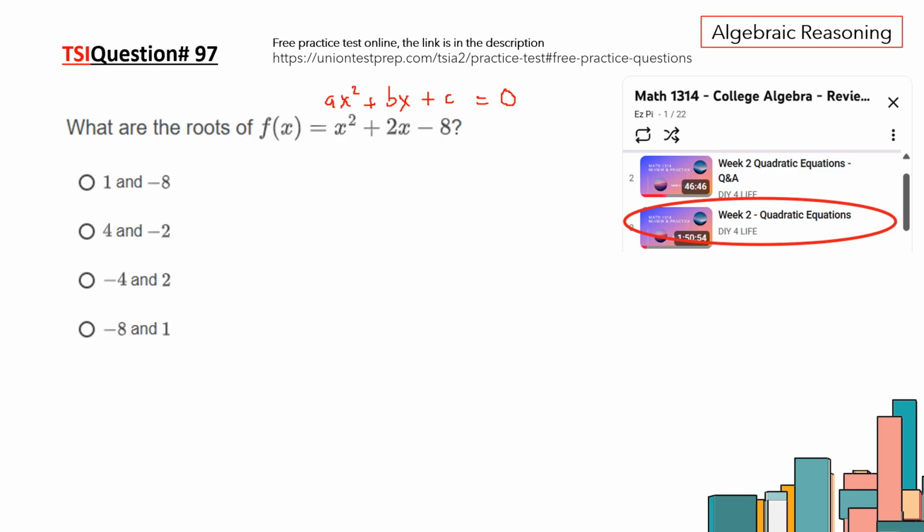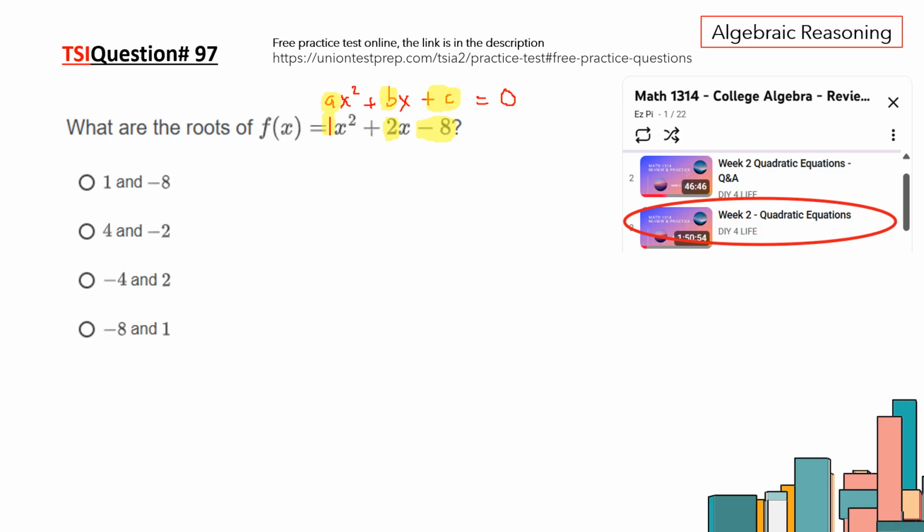So let's start. We know that we cannot use the square root property to solve this one, so we go to the zero factor theorem. So we have to factor f of x, and we use the AC method. In this case, our a is 1, b is 2, c is negative 8. You see nothing in front of the x squared, which means 1. Keep that in mind.